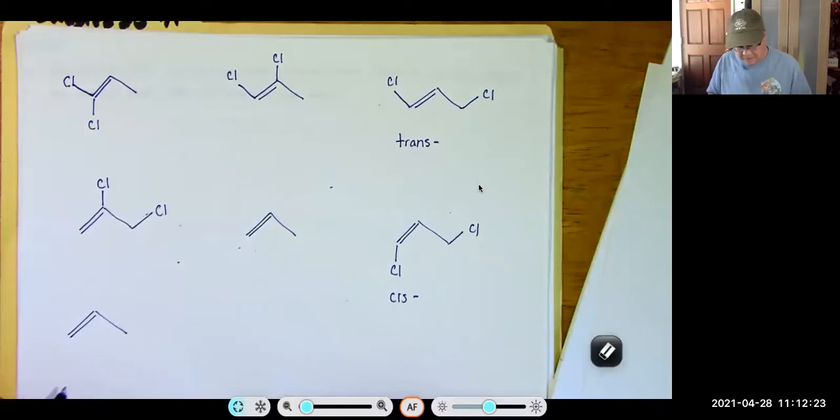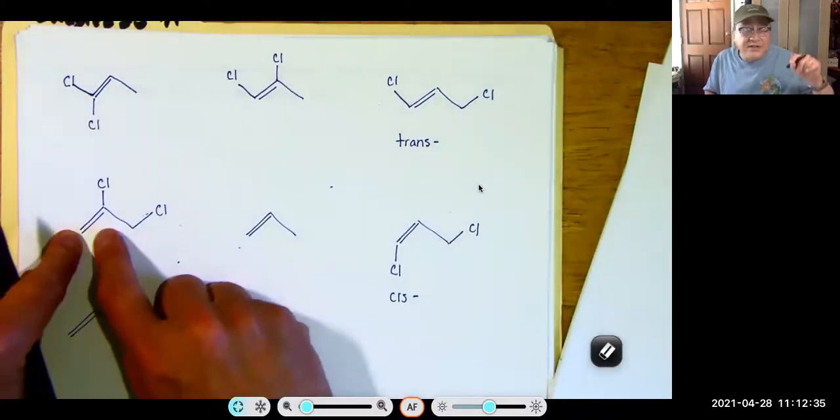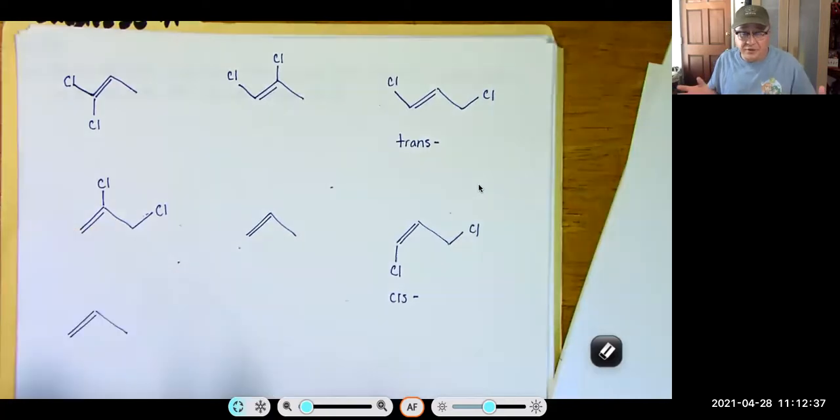Right. Okay, does this have a cis or a trans? No, it doesn't, because there's only 2 hydrogens bonded to this, and they're both to the same carbon. So there's no cis trans.